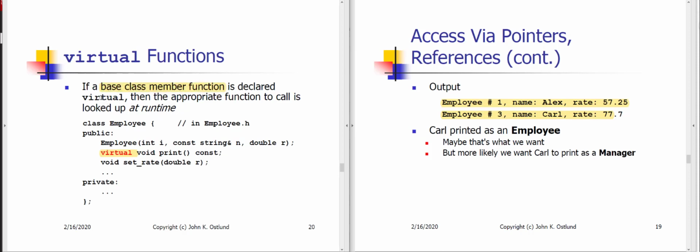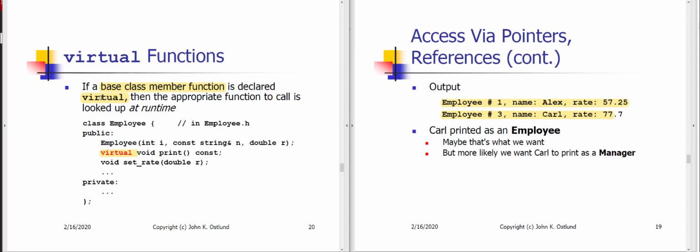Okay, so if the base class member function is declared to be virtual, that means when I invoke this print function through a pointer to employee or a reference to employee, I should actually look up at runtime to see whether that pointer is truly pointing to an employee or instead pointing to a manager.